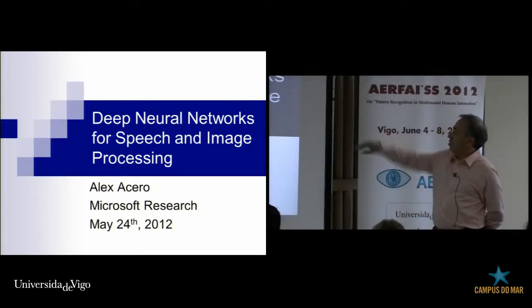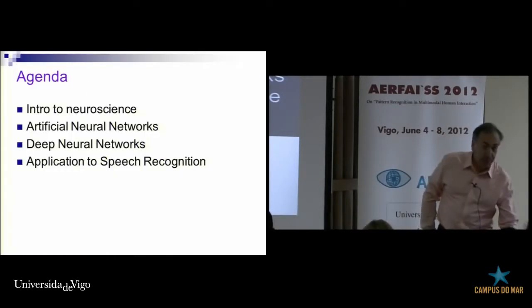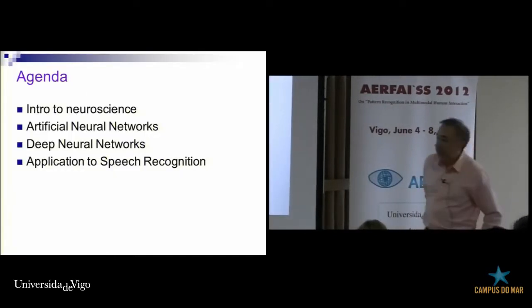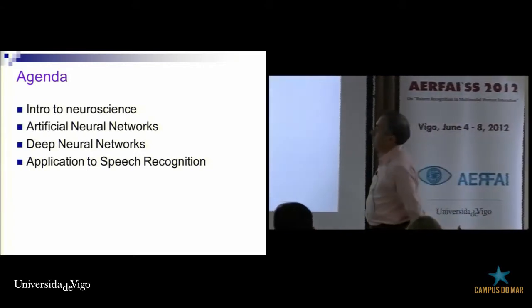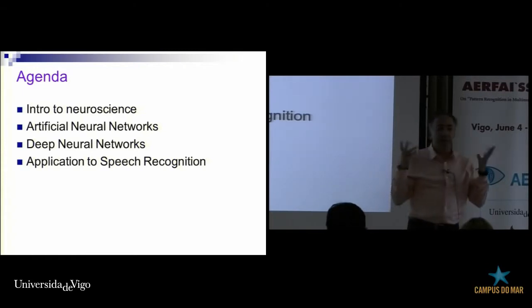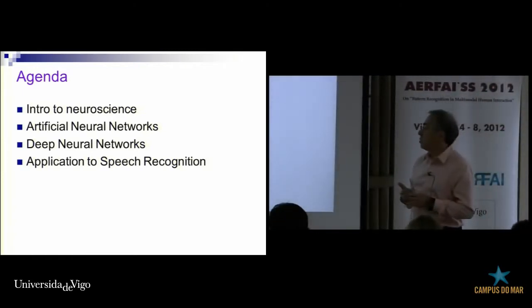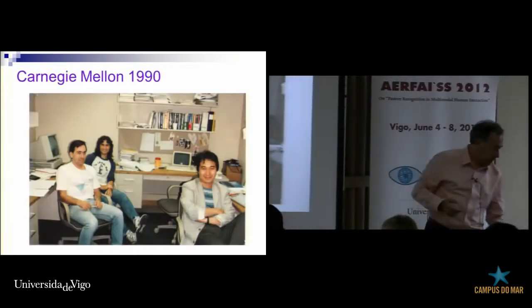So let me start by talking about deep neural networks for speech and image processing. I'll give you a brief introduction to neuroscience, talk about artificial neural networks in general, and then describe what these deep neural networks are, which is the latest generation of neural networks, and its application to speech recognition.